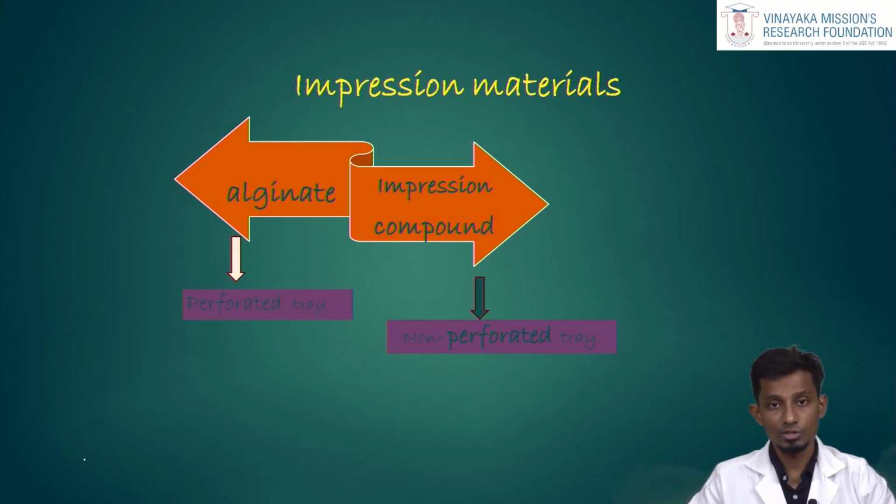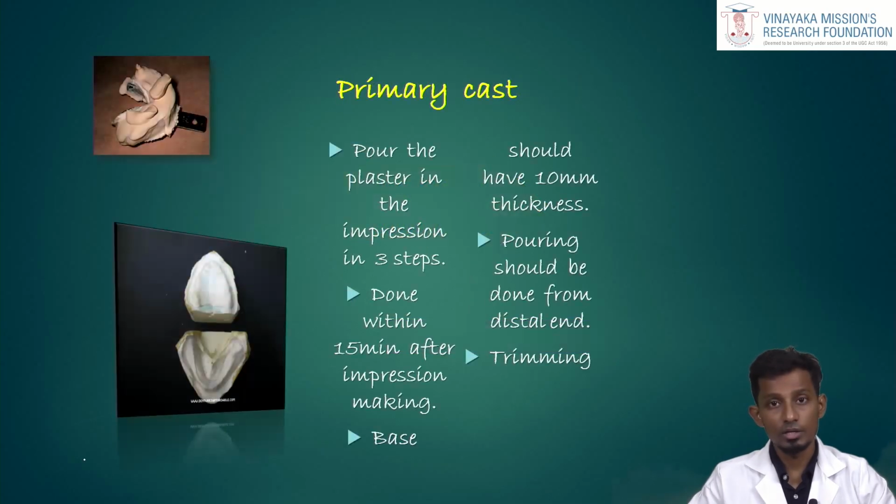Now based on the impression material, the tray also will change. For an alginate we use a perforated tray, and for an impression compound we use a non-perforated tray. Now coming to the primary cast, once your primary impression is made using whichever material, we pour it using materials like gypsum products.